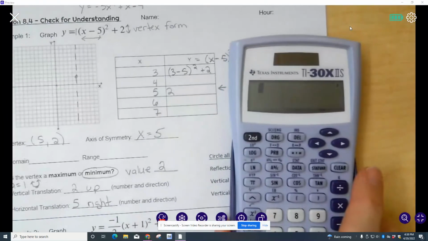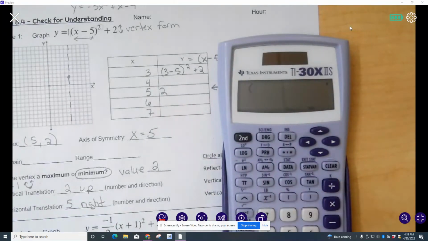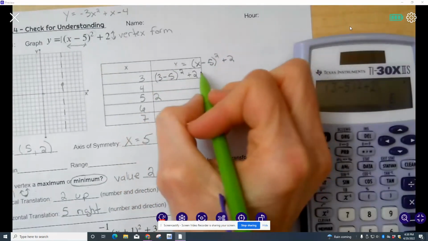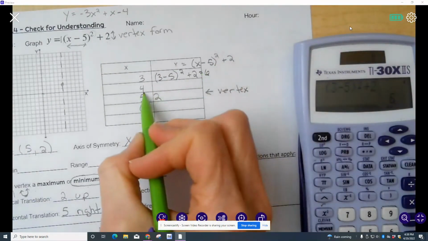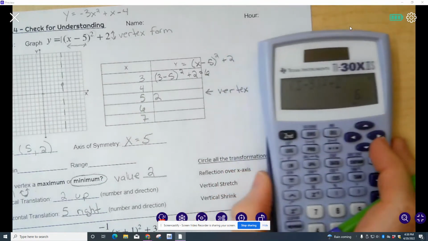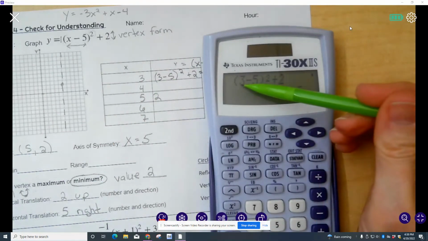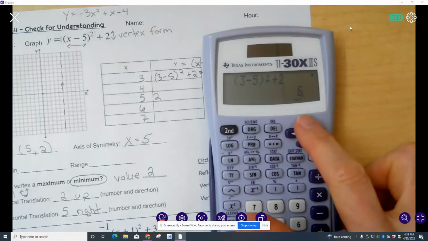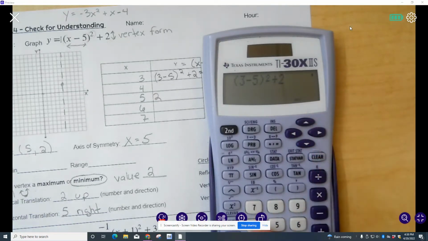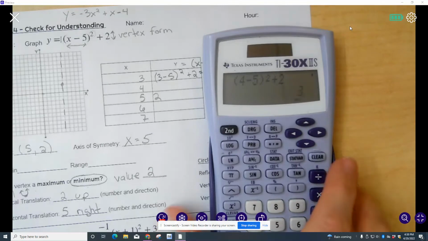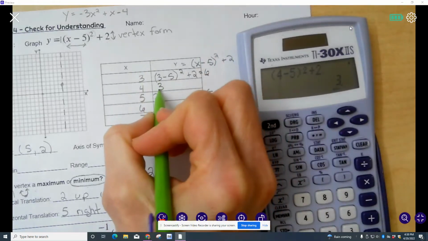Yes, it does. So I'm going to put in left parenthesis, 3 minus 5, right parenthesis, squared. Don't forget the squared. That's probably the most common mistake. Plus 2, and I get 6. So this equals 6. Now, when x is 4, I'm just going to show you this on the calculator. I'm going to replace that 3 with a 4. So I'm going to arrow up, arrow over, and make that 4. And then I get 3.